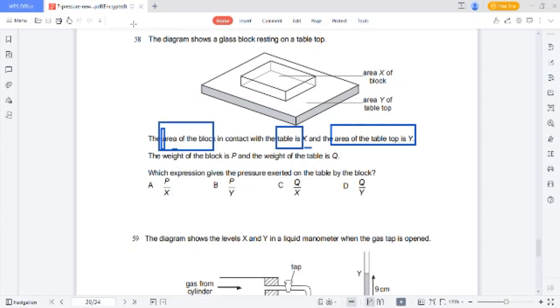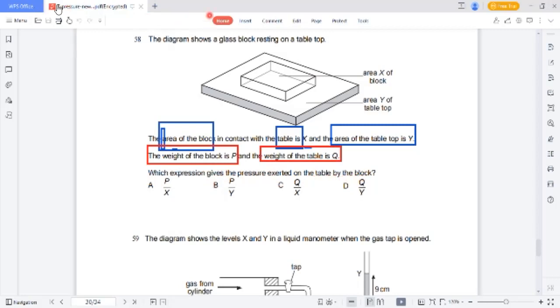The weight of the block is P, and the weight of the table is Q. Which expression gives the pressure exerted on the table by the block?